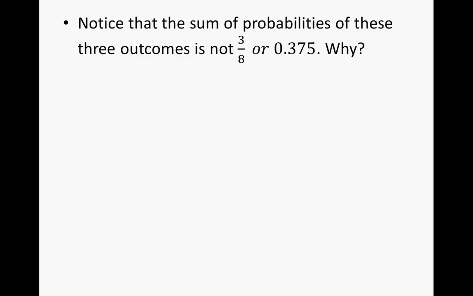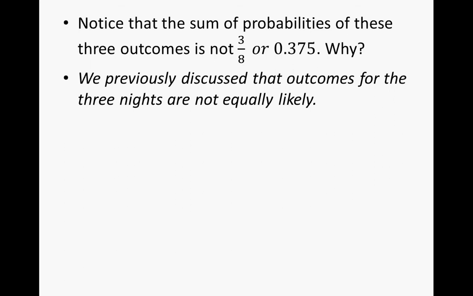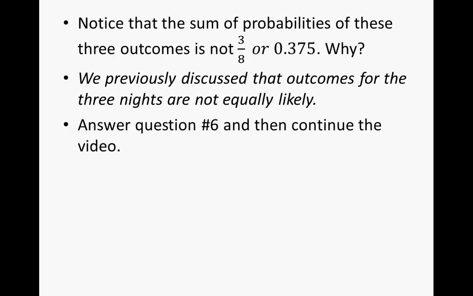Notice that the sum of probabilities of the 3 outcomes is not 3/8 or 375 thousandths. Why? Well, we previously discussed that outcomes for the 3 nights are not equally likely. So answer question number 6 and then continue the video.